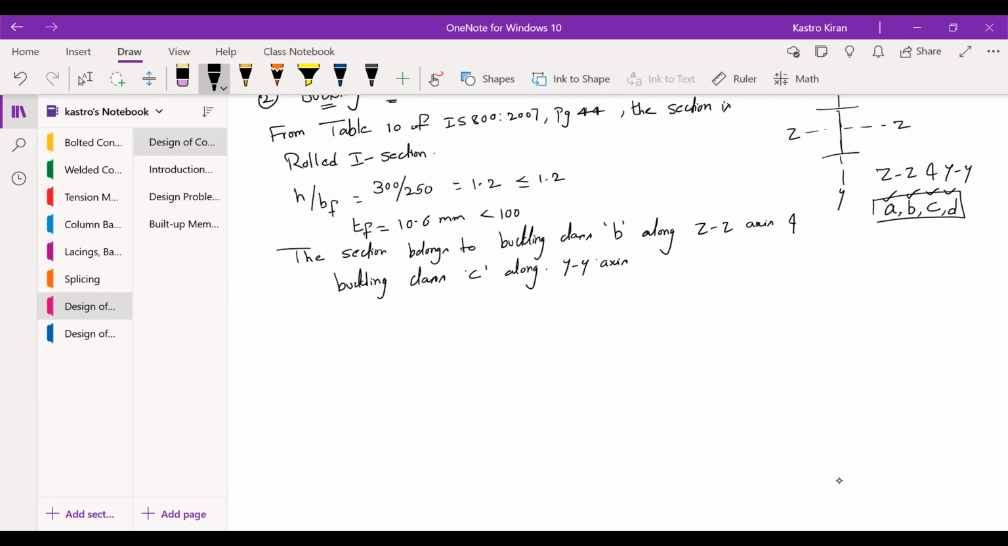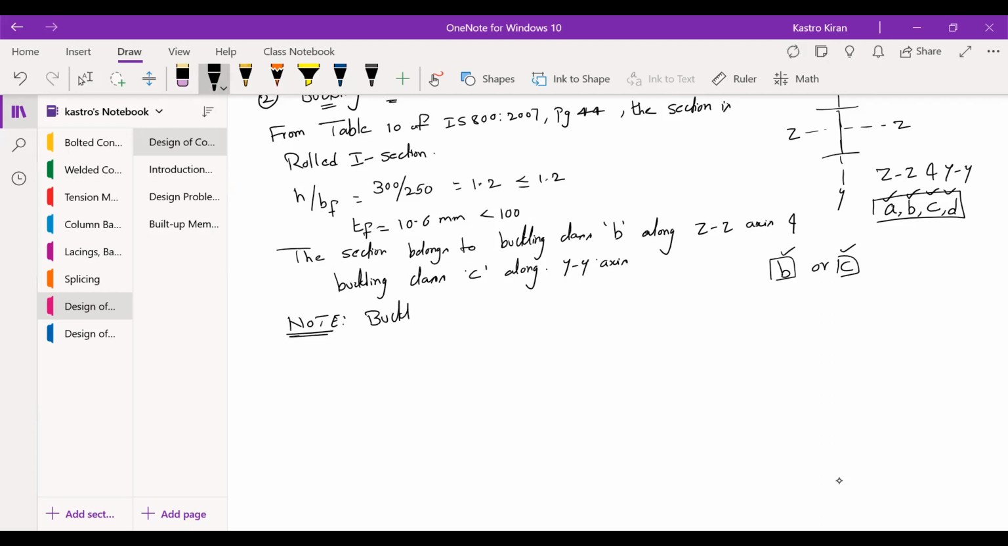Now, you don't have two buckling classes for the same section. You will have either B or C. It is not that both B and C will be there. It can be only one. Now, how will you find out this one? In order to check which buckling class it belongs to, you need to note one condition.